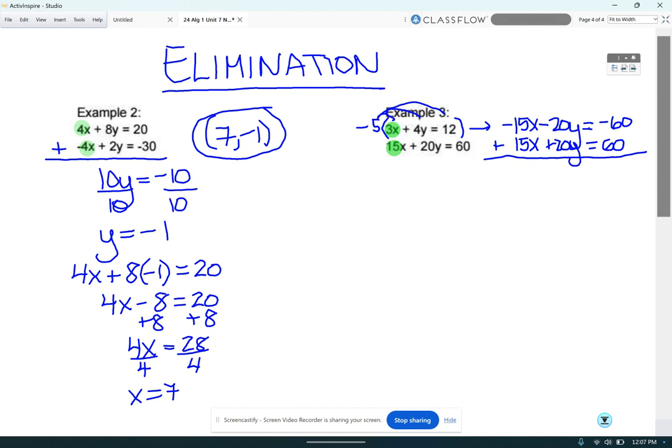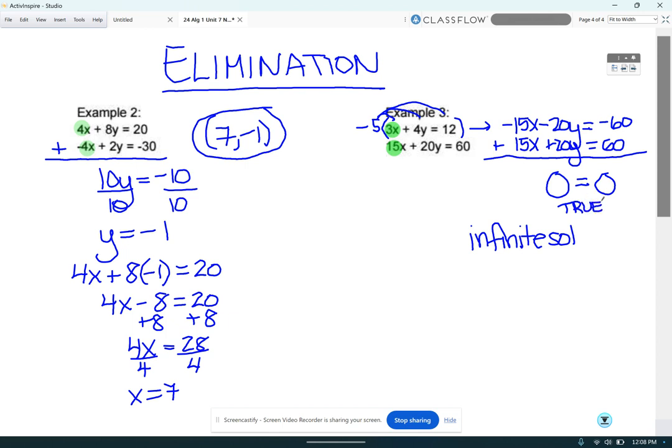So on this side of the equation, everything was eliminated, and I just have 0. On the right side of the equation, negative 60 plus 60 is also 0. That's a really weird kind of answer. But graphically, what it means is this is one of those ones where we have infinite solutions. We ended up with a true statement. 0 does equal 0. That is true.